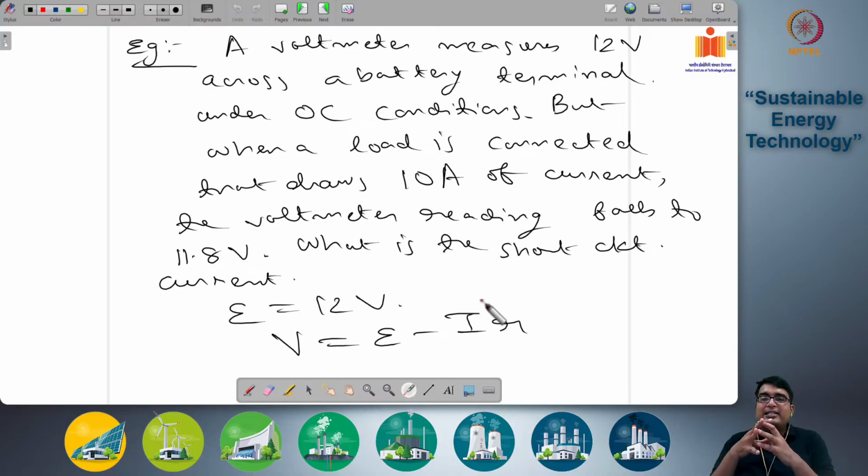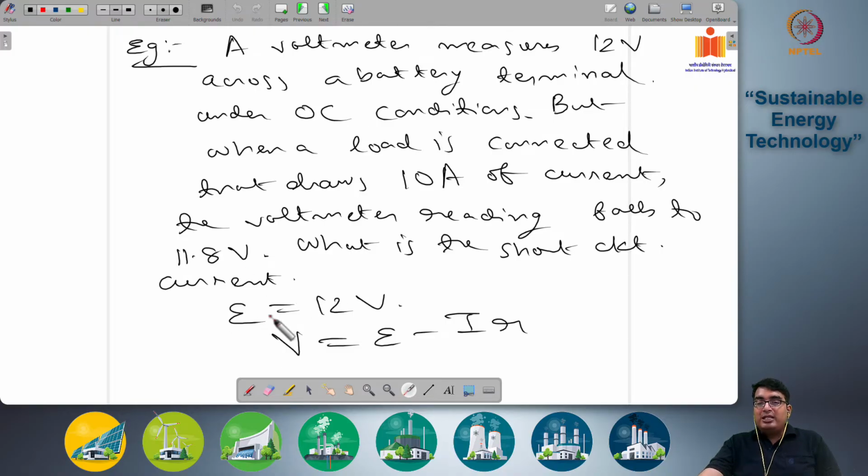So if you look at an example, suppose you have a voltmeter that measures 12 volts across a battery terminal under open circuit conditions. So under open circuit conditions, your electrochemical cell potential is 12 volts. So that is your electromotive force, 12 volts. However, when a load is connected that is drawing 10 amps of current, so the current I is 10 amps, then the voltmeter reading decreases to 11.8 volts. And we want to find the short circuit current for this system.